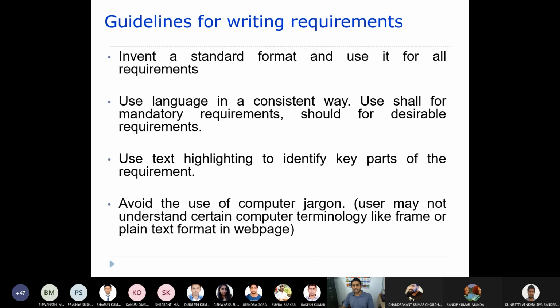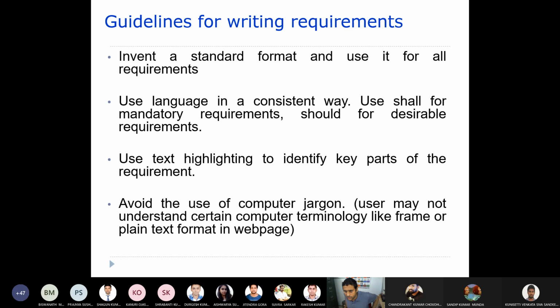Use text highlighting to identify key parts of the requirements. While writing your requirements, sometimes you can use some highlighter, through which you can highlight the important parts of that particular requirement. It will help you in understanding very easily.